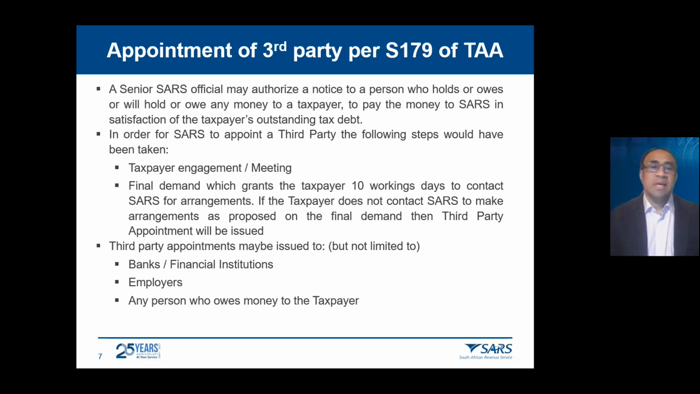Now, in order to make a third-party appointment, the following steps have to be taken. There must be a taxpayer engagement or a taxpayer meeting. There must be a final demand which is issued, which then grants the taxpayer 10 working days to contact SARS for arrangements. If the taxpayer does not contact SARS to make arrangements as proposed on the final demand, then a third-party appointment will be issued.